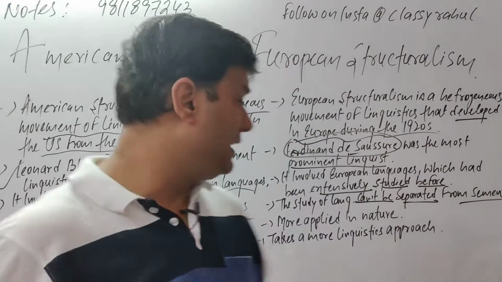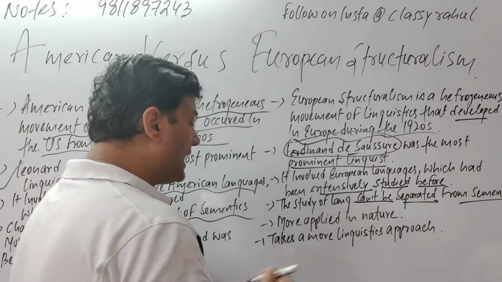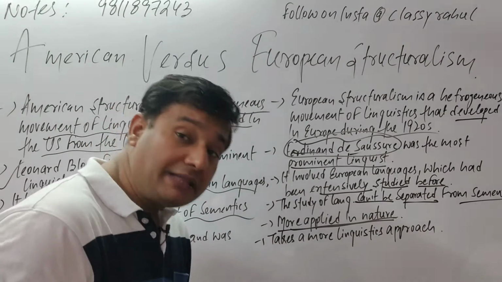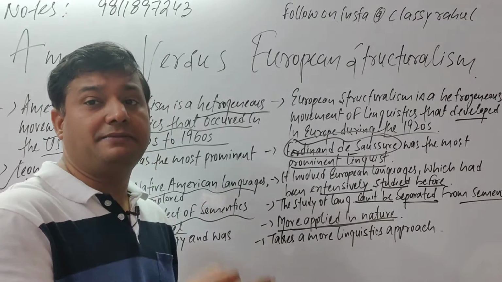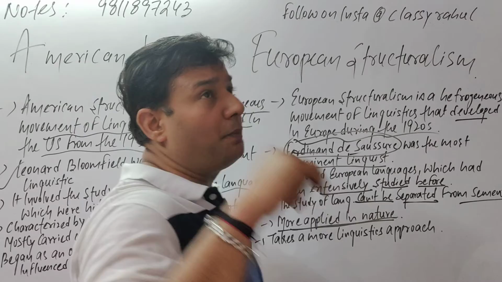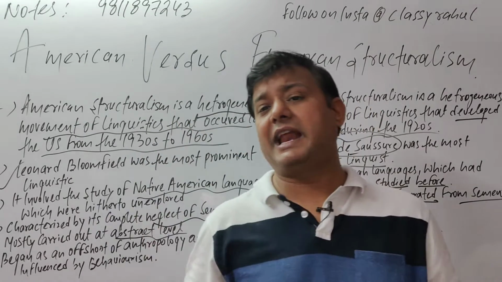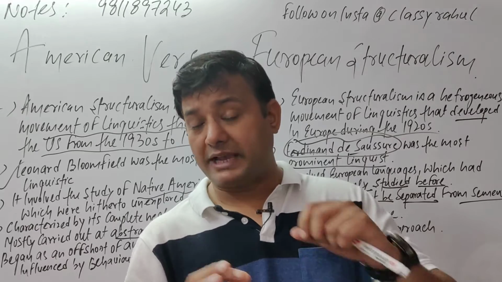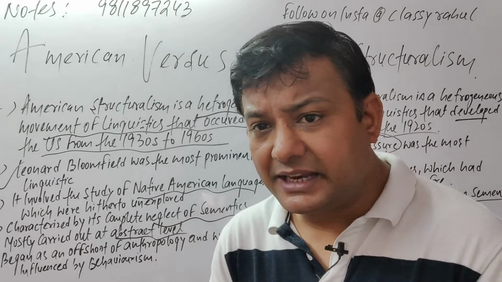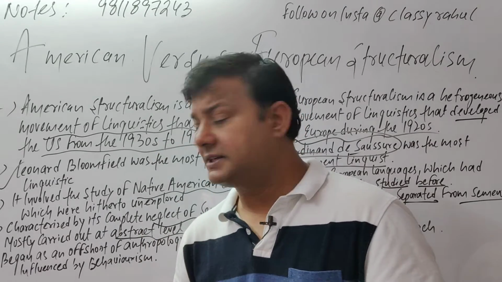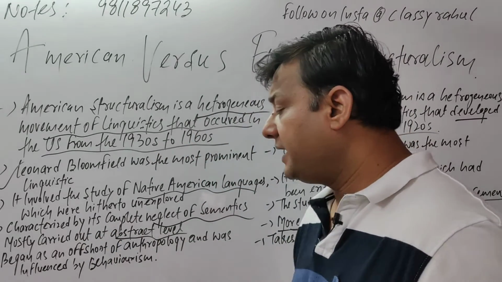Whereas in European, here we have the more applied in nature. These are all applied in nature. That is the reason European structuralism is far better than American. When there is a question why European structuralism was treated as far better than American, those are the reasons. So guys, you need to be clear these are the reasons, and you need to write all these in your answer. Come up to the last point here.